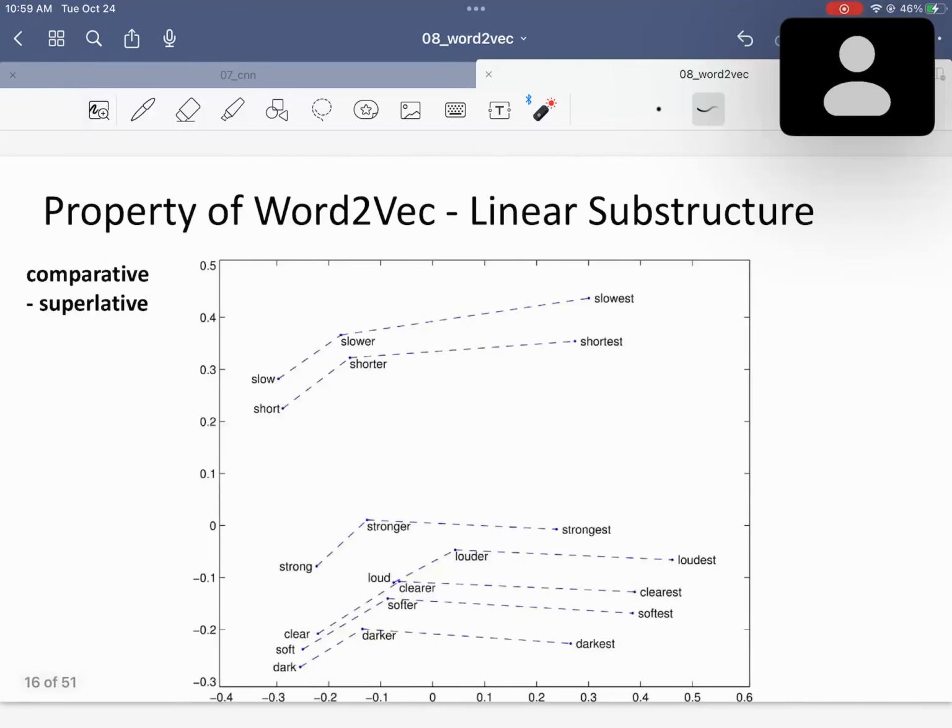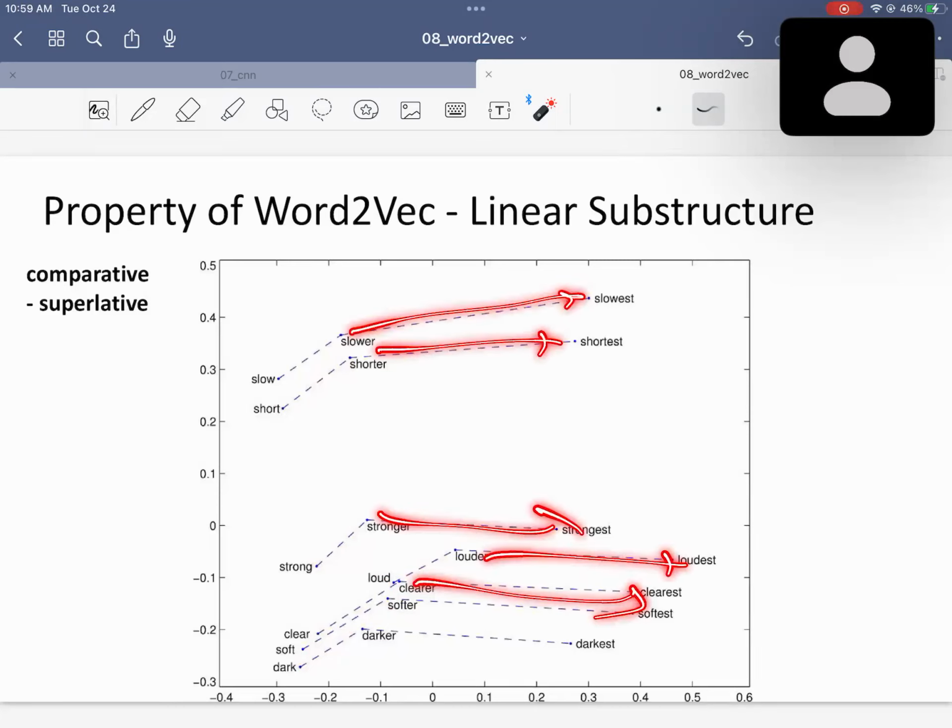Right. This was also another nice example. Comparative and superlative. So slow, slower, slowest, short, shorter, shortest, strong, stronger, strongest. It's always this direction here between a normal form and a comparative form. And from the comparative to superlative is always longer, like this.